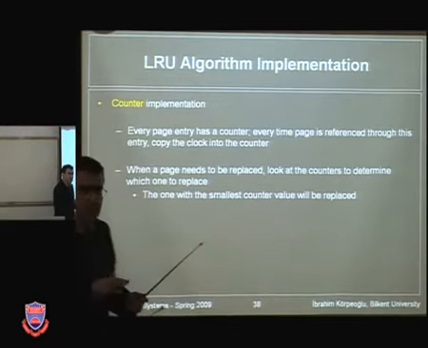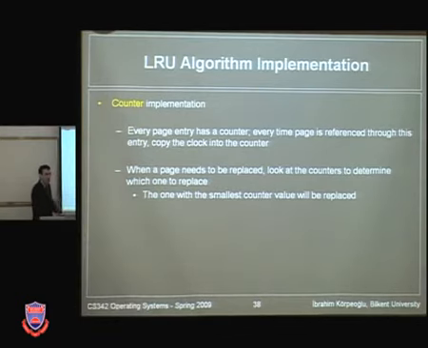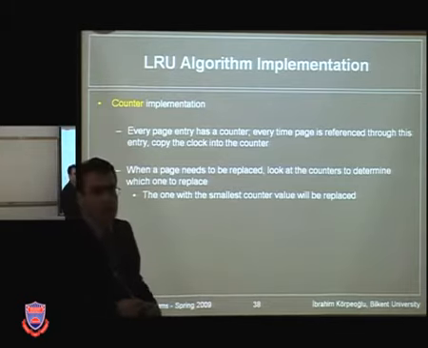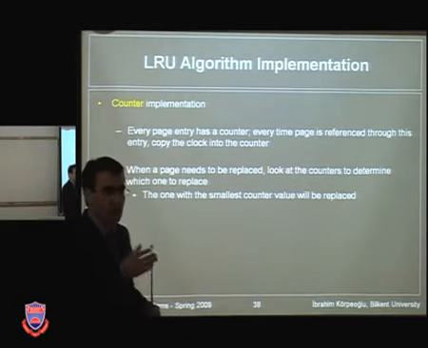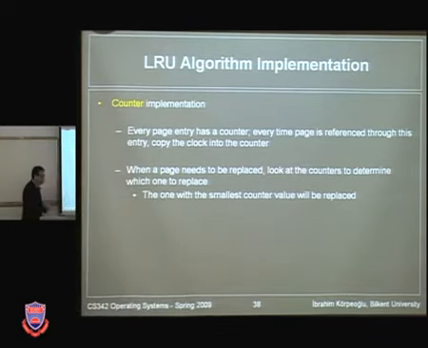It can be just an integer that's always getting incremented with every clock cycle, for example. So assume you have such a clock device, and whenever a page is referenced, you copy the clock value to the counter field of the page. Maybe that field is part of the page table or some other kernel data structure that's maintained for the pages. Whenever a reference occurs, you perform this operation.